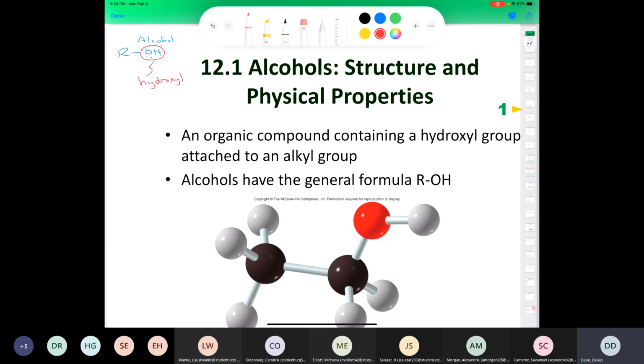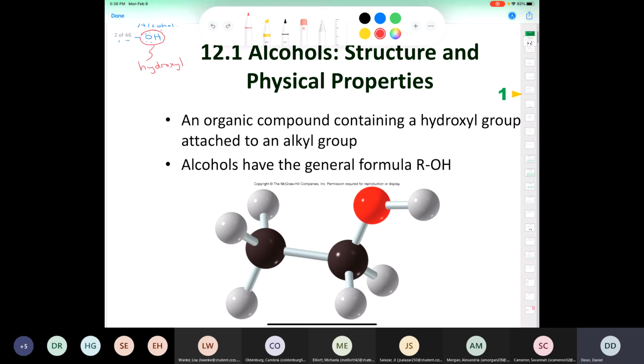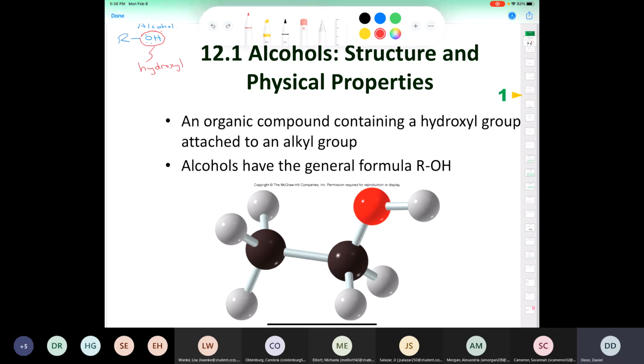Now, if you're wondering, can I have a hydroxyl in another compound? Yeah, in a carboxylic acid per se, you could say, oh, I have a carbonyl and a hydroxyl in it. But overall, when the hydroxyl is attached directly to an R group, that's called an alcohol, and that's what we're concerned about. So all alcohols have the general formula where we have an R group, and then we have a hydroxyl attached to it. The molecule that's shown here is ethanol.